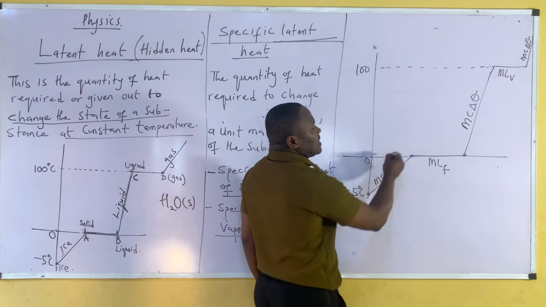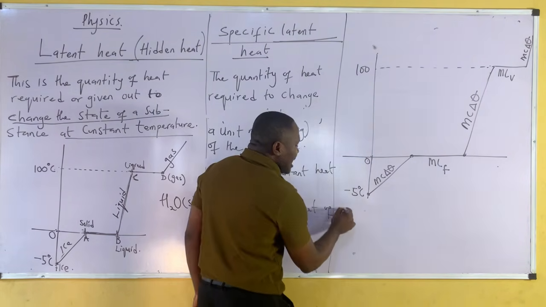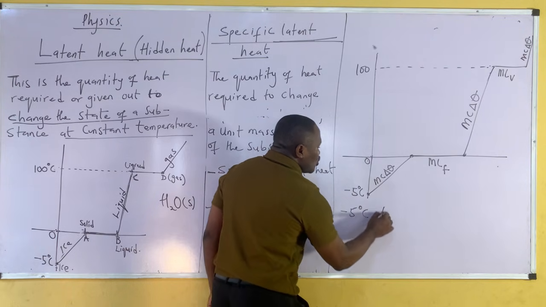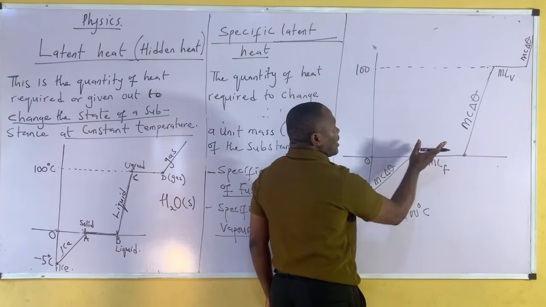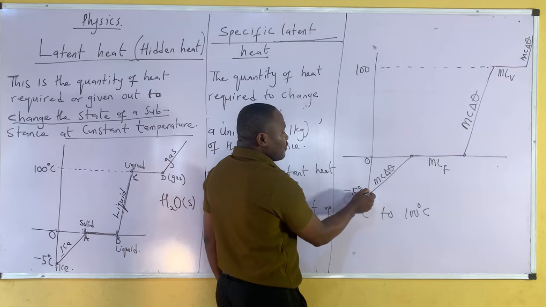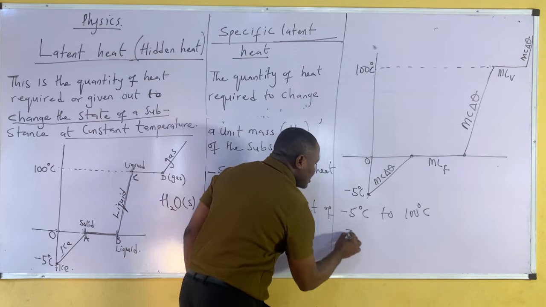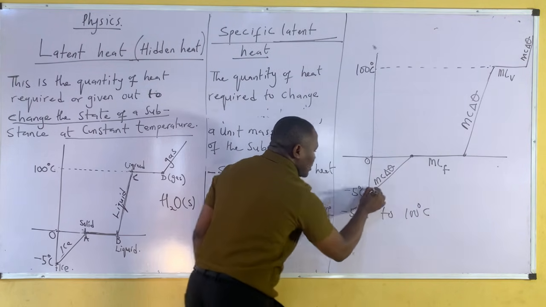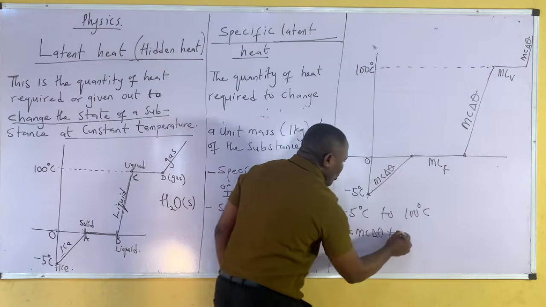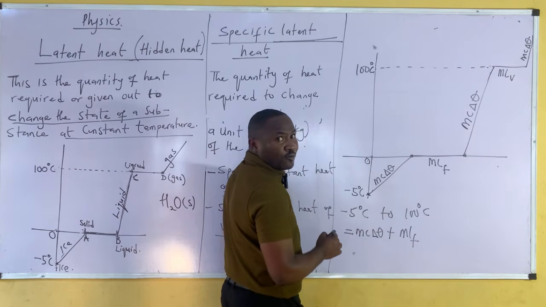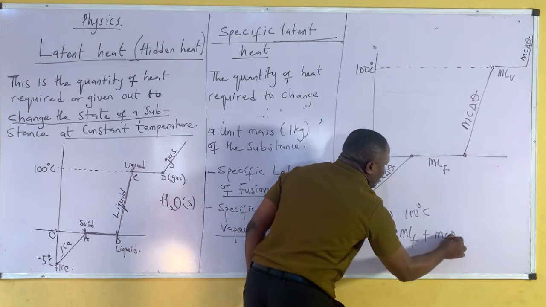So the total heat required to change a substance, which is at -5 degrees Celsius, to 100 degrees Celsius. Now, look at it. The quantity of heat required to change the state of a substance from -5 degrees Celsius to 100 degrees Celsius will now be given as, look at the quantity of heat. The first one is here to here, which is mc change in theta, plus here to here, which is mLf, latent heat of fusion, then here to here again, which is plus mc change in theta.